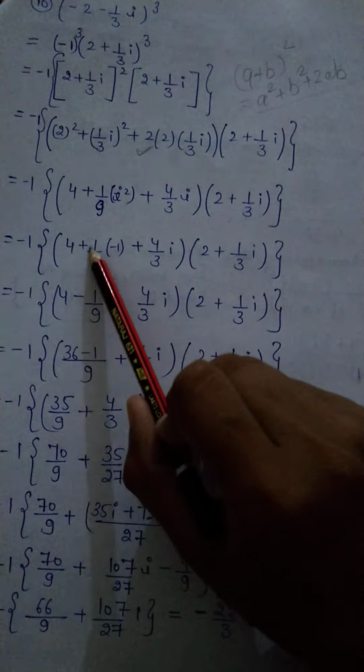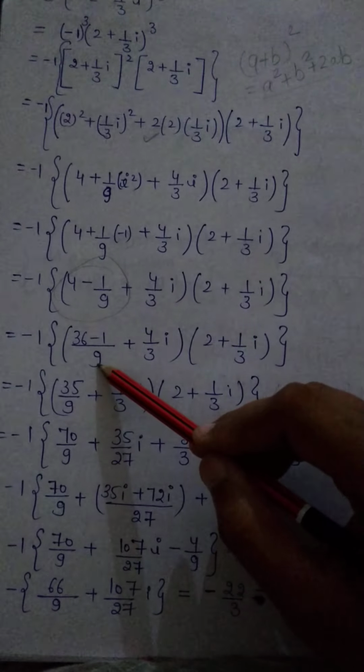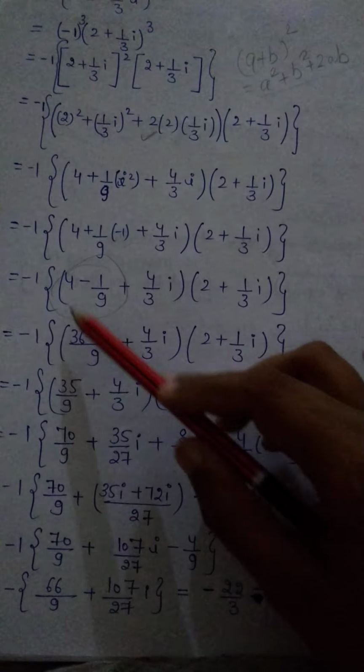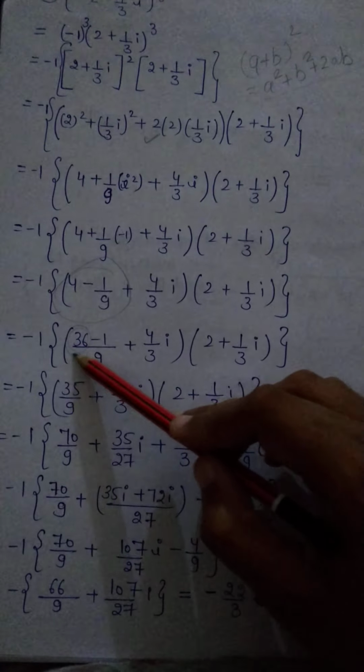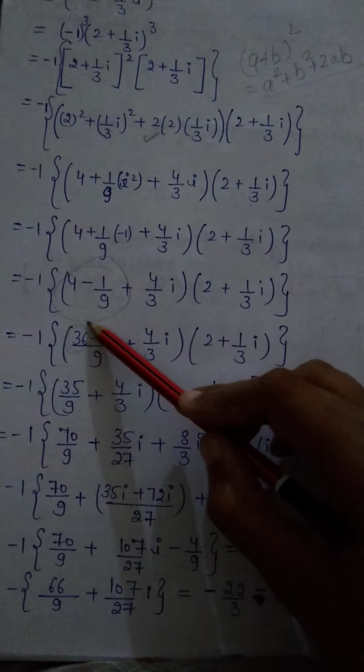Clear? Now this is having LCM part. I will do LCM. I will take 9 as LCM, then 9 4s are 36 I will get. This is the procedure of getting LCMs. Then it is minus 1 plus 4 by 3 iota, and it is 2 plus 1 by 3 iota. Clear? So when I will solve it down, I will get answer 35 by 9 plus 4 by 3 iota. Then it is over here 2 plus 1 by 3 iota.